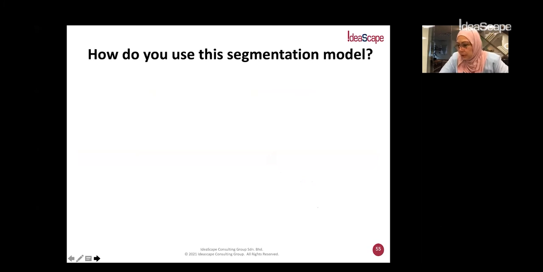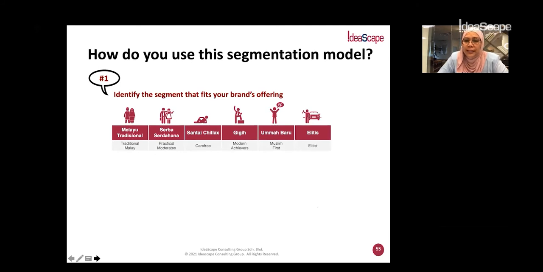So how would you use this segmentation model? I would suggest that you identify the segment that fits into your brand's offering. Because I will say this again, there is no such thing as mass communication. We want to be very, very focused. I don't know why universities are still teaching mass comm, because it doesn't work. We are becoming more targeted. We need to make sure that every dollar of our spend is giving us the highest ROI. So we want to know who we are targeting.